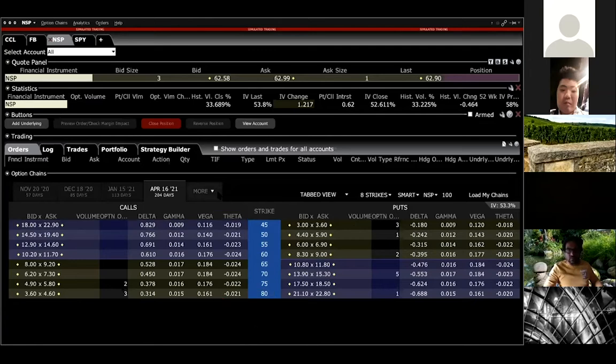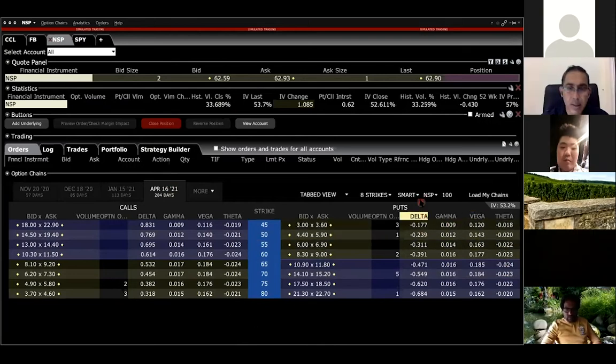All right, so here we have NSP. I know there's a lot of writing, don't pay too much attention to it, just pay attention to this section. I pulled out the April 16, 2021 expiry. On this side, you have the calls. On this side, you have the puts. Again, don't pay attention to these delta, gamma, vega, theta. Right now it's not relevant.